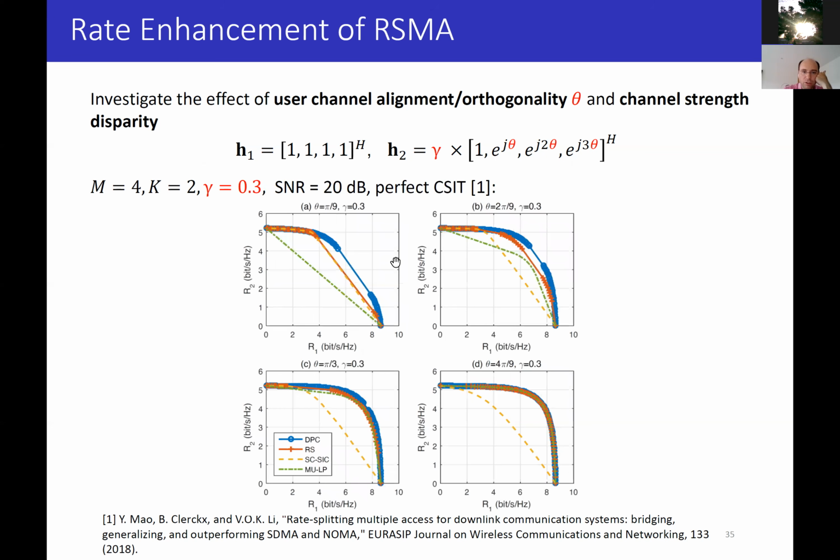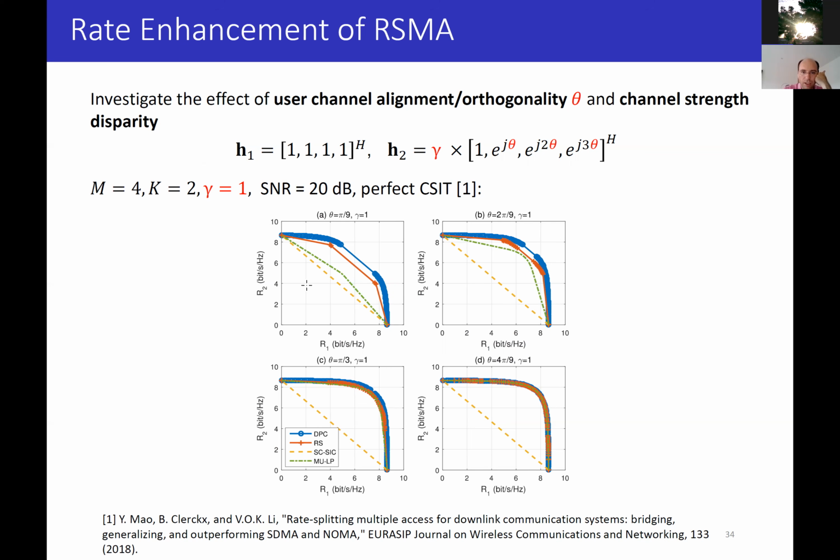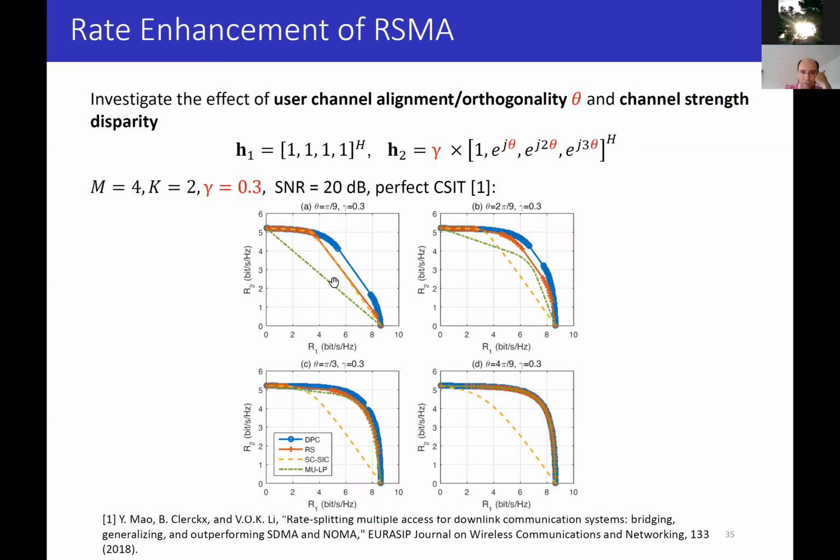As you increase the disparity of channel strength, so now you have a 10 dB gap between the channel of user 1 and the channel of user 2, you see the shape of the rate region changes. We had here that SDMA was better than NOMA. If you have a 10 dB gap, now SDMA is not so good, and NOMA in yellow is better. And you see that the red one is the rate splitting. Rate splitting always outperforms both NOMA and multi-user linear precoding. The rate region is always larger than what you get and comes closer to DPC.